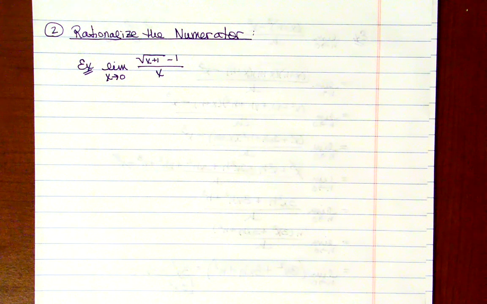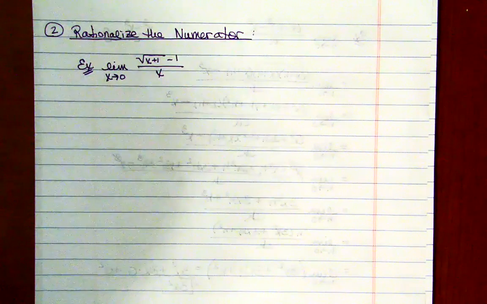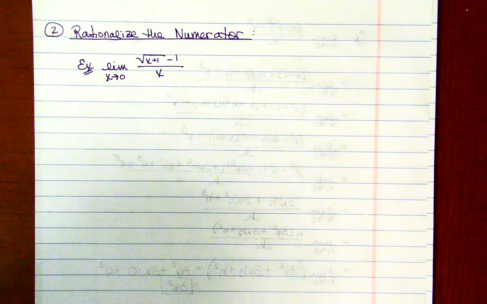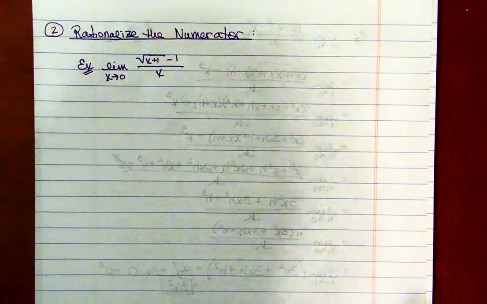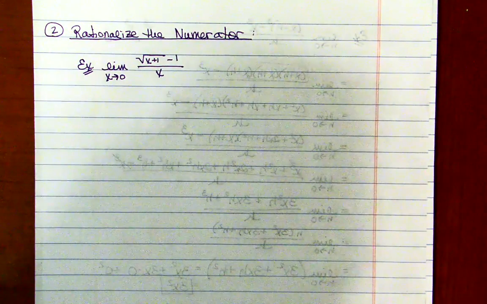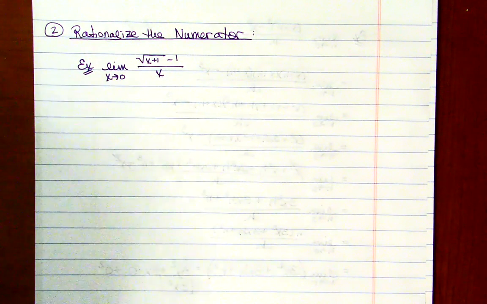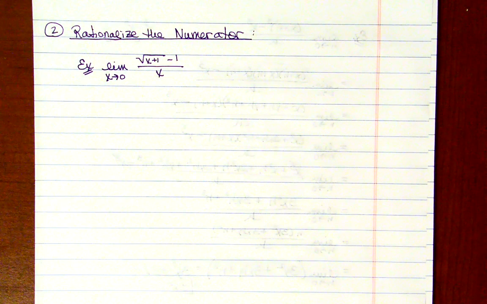So the next method of simplifying we need to look at, we're going to call rationalize the numerator, which I realize sounds a little weird because you guys are probably used to rationalizing the denominator, but just go with me on this. We're going to take a look at the limit as x approaches 0 of the square root of x plus 1 minus 1 over x. What's the first thing that we need to do here?